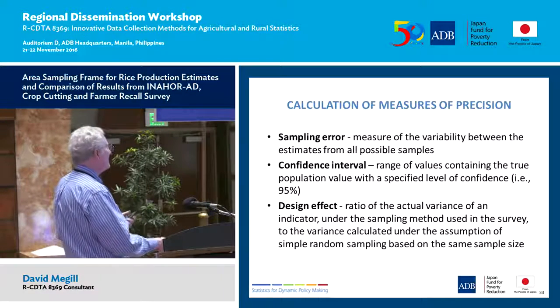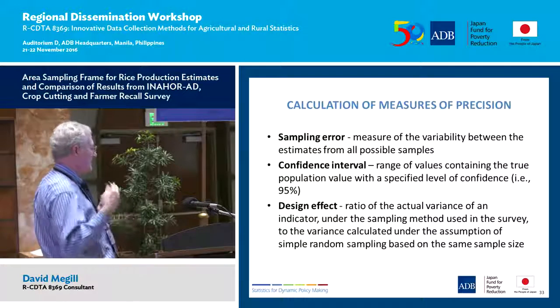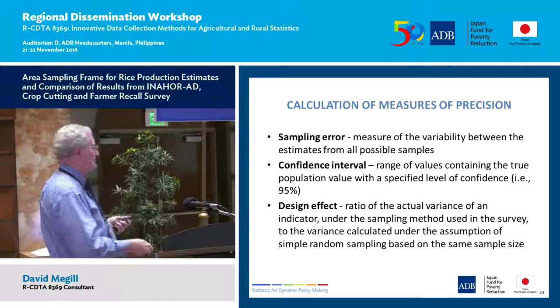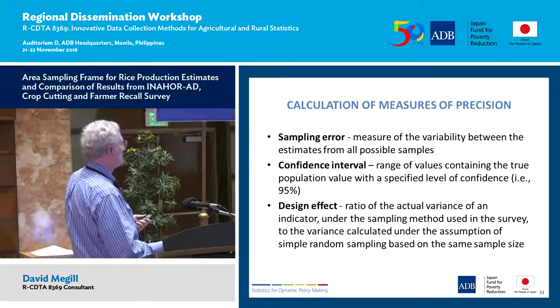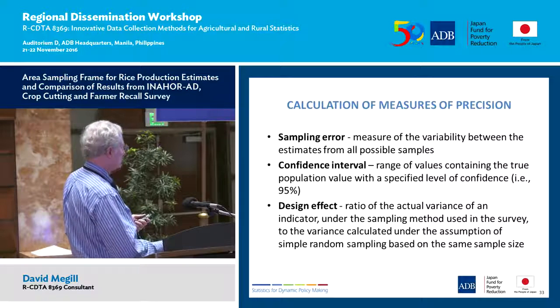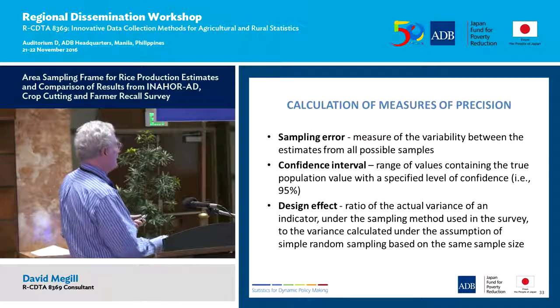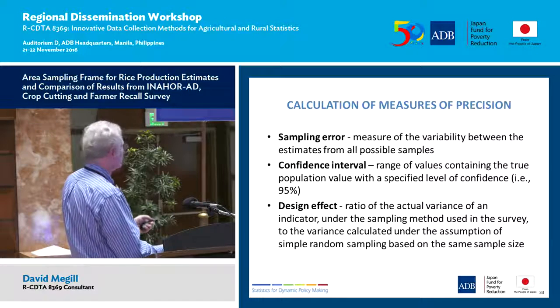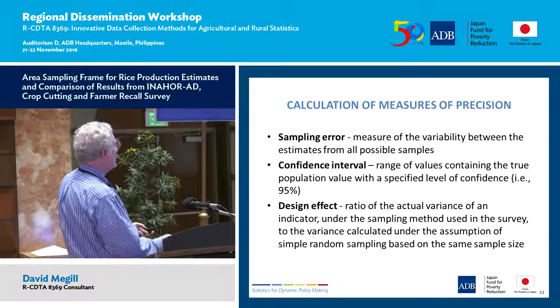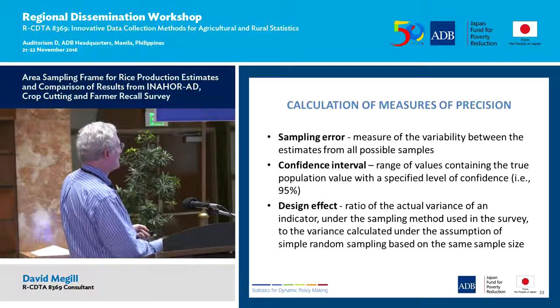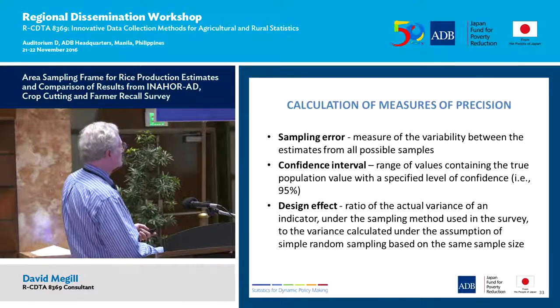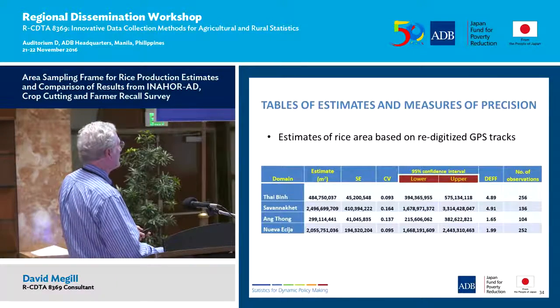Now, the design effect is a measure of the relative efficiency of the sample in each stratum. This is the ratio of the actual variance of the indicator based on the multi-stage sample we used to the variance based on the assumption of simple random sampling of the same size. And so we calculated this also to evaluate the efficiency of the sample.